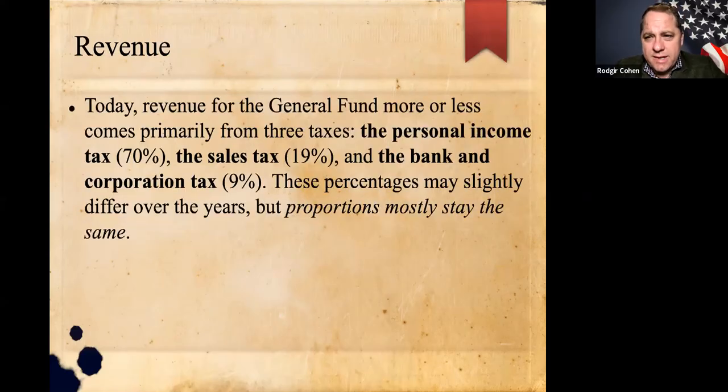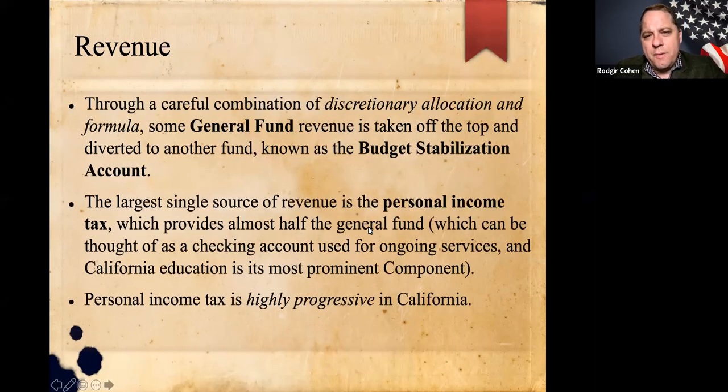Today, the revenue of the state of California and the general fund comes primarily from three taxes: personal income tax, sales tax, and the bank and corporation tax. These percentages may slightly differ over the years, but the proportions remain mostly the same. Through a careful combination of discretionary allocation and formula, some general fund revenue is taken off the top and diverted to another fund known as the budget stabilization account.